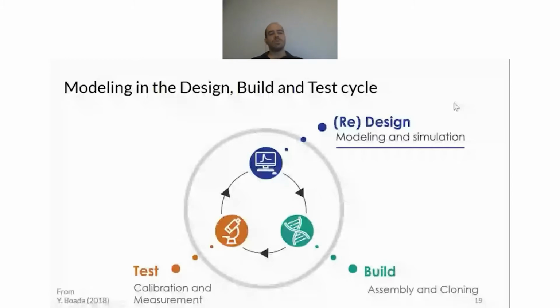Why? Because we want to work in synthetic biology using an approach which is based on all the engineering disciplines, which is the design, build, and test cycle.